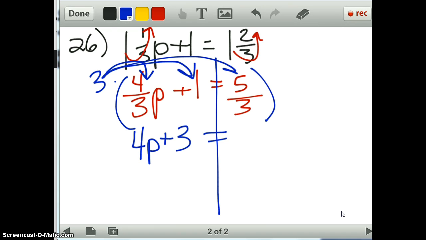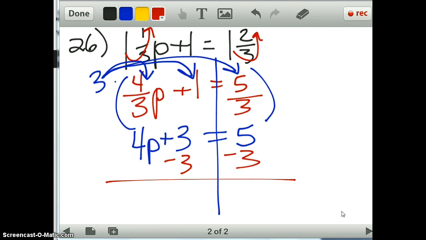Then 3 times over here. So 3 times 5 is 15, divided by 3 is 5. Then now it's just this nice little question that I undo. So, minus 3, minus 3. I get 2. So I drop down my 4p.